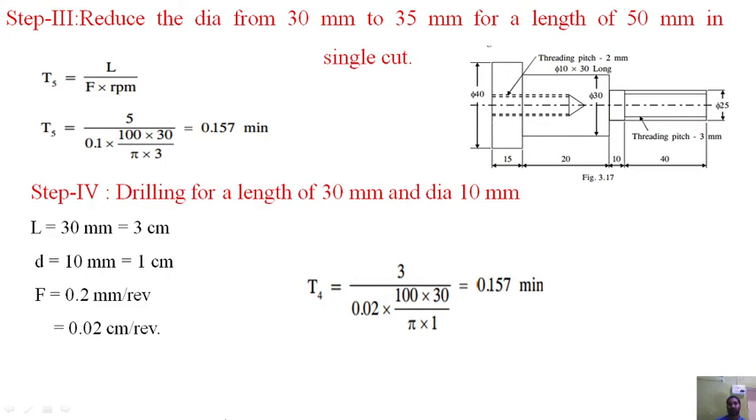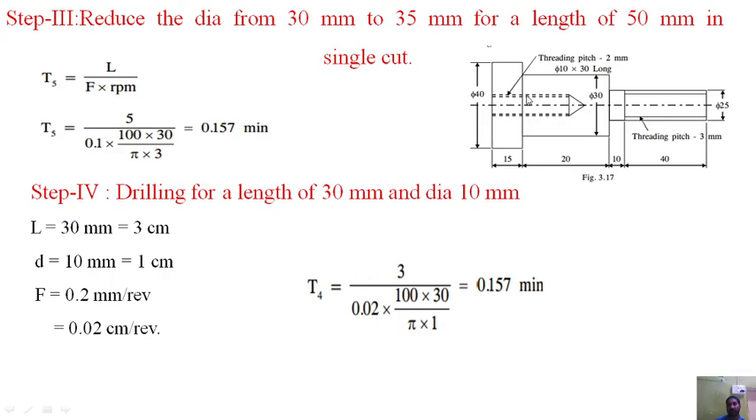Step turning is finished. Now you can either go for external thread or you can go for tapping here. So we move into the tapping operation. So before tapping we need to drill a hole here. So the size of this hole is 10 mm dia and 30 mm long. So the length of the hole is 30 mm.